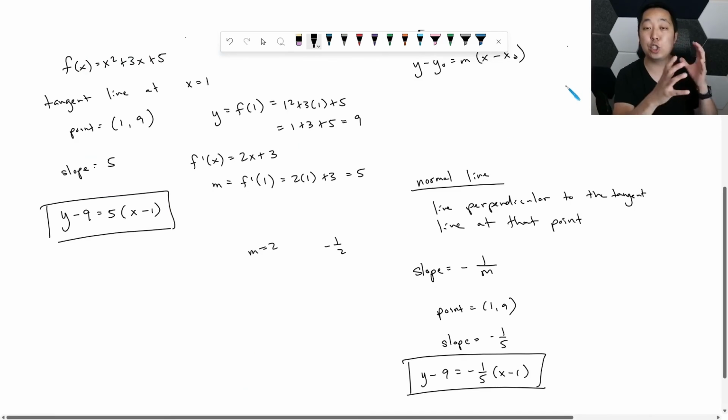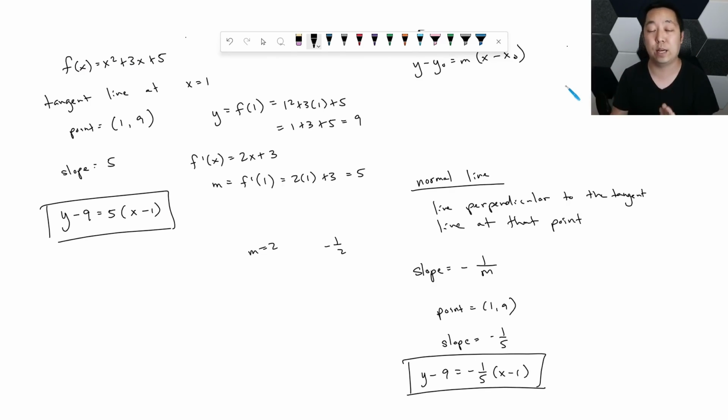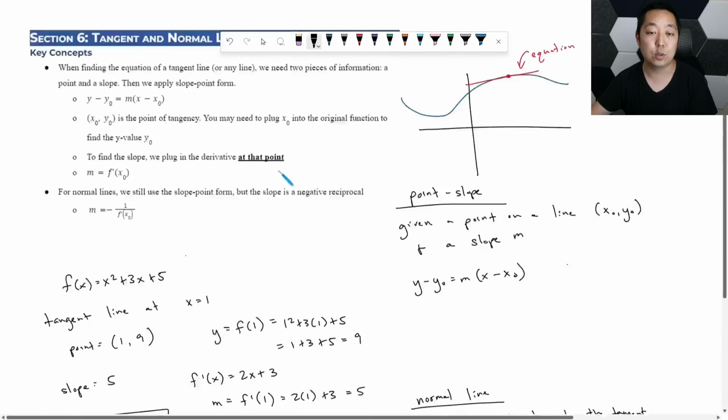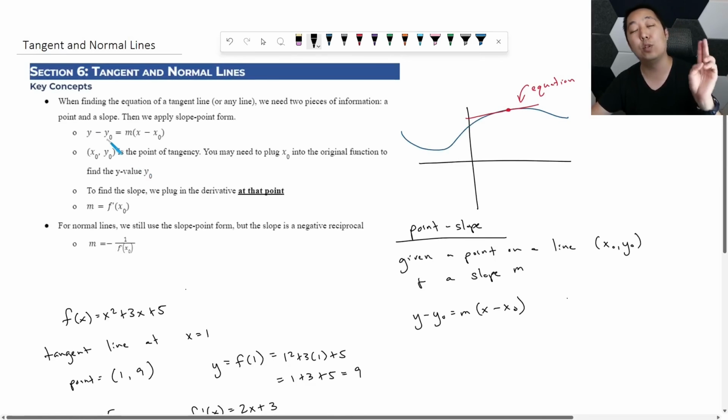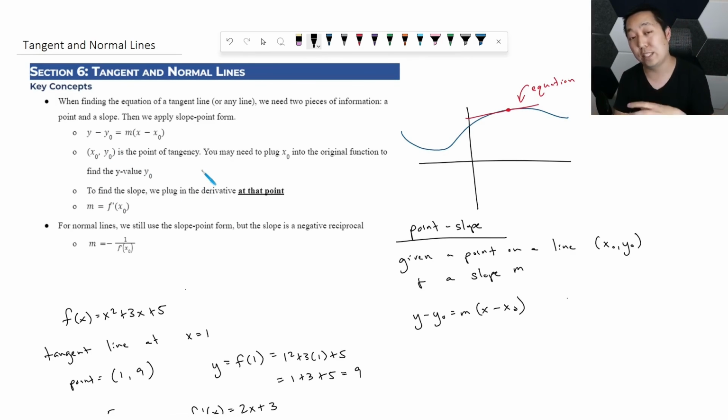Okay, so that's the general process for finding tangent lines and normal lines. And the next section will go through a bunch of examples of calculating more tangent lines and normal lines. But the basic idea, just to recap, is you want to find the point and you want to find the slope. And the slope is either the derivative if it's for a tangent line, or the negative reciprocal if you're finding a normal line.